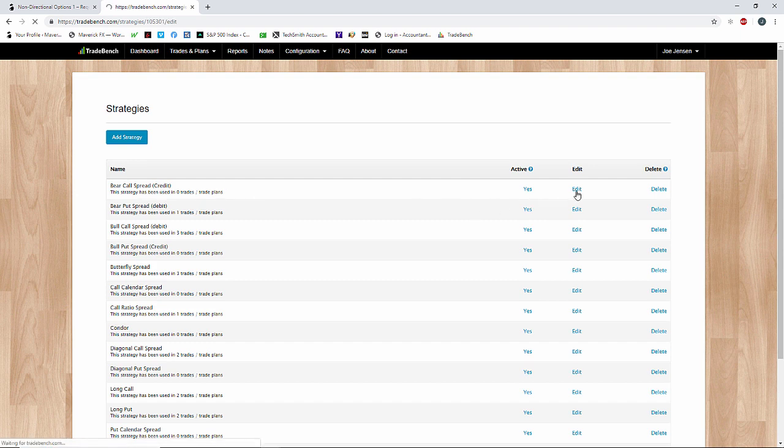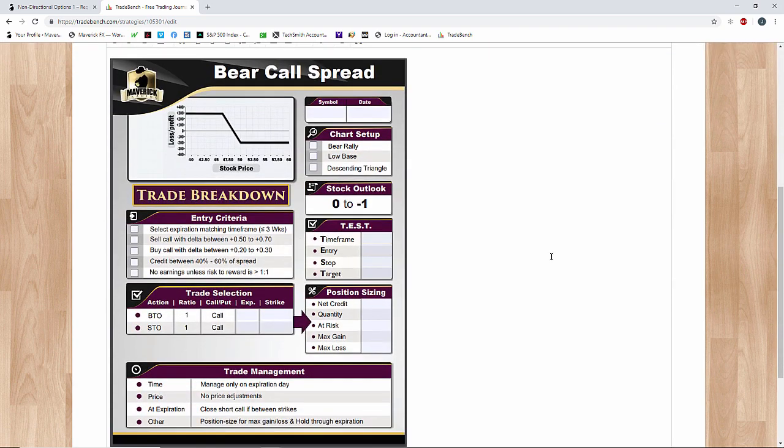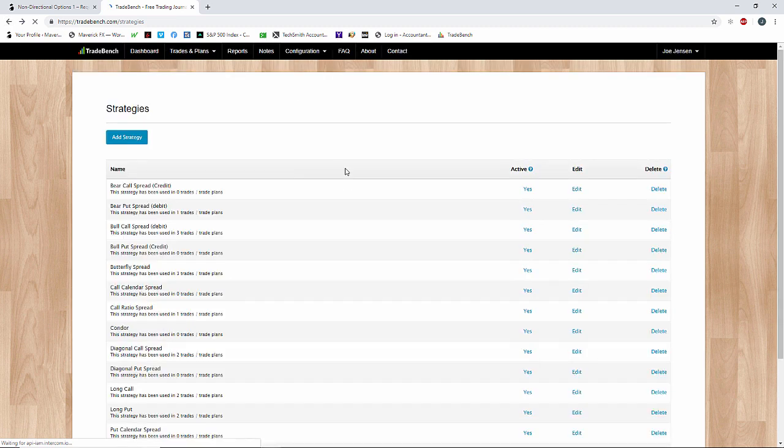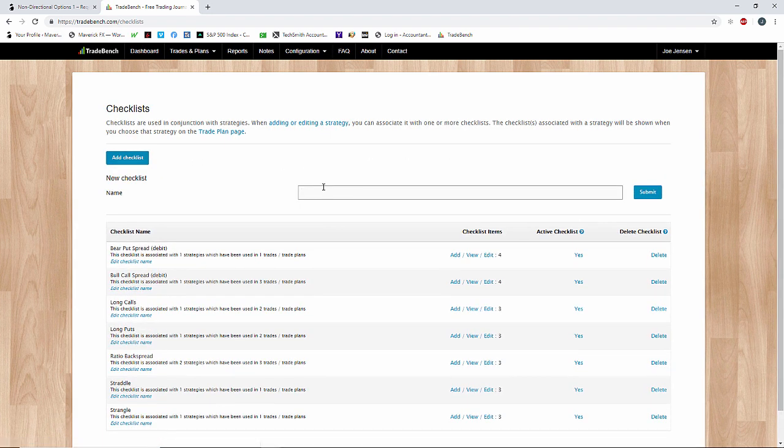So we'll go ahead and edit this. You can see that I went through and I put it in here. I made it an active strategy, but as you can see, we don't have a checklist for it yet. I did copy and paste the template in there as well. So let's go back, actually I'll just go all the way back, and create a checklist for this. Now I'm going to add this checklist and I'm going to call it vertical credit spread. Now this should be able to do it.